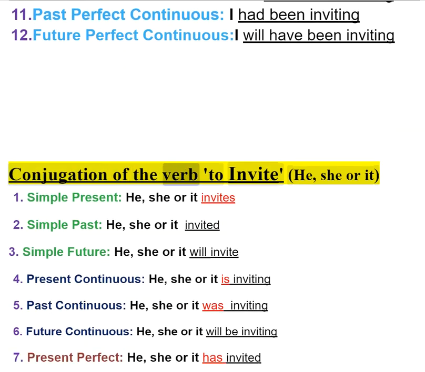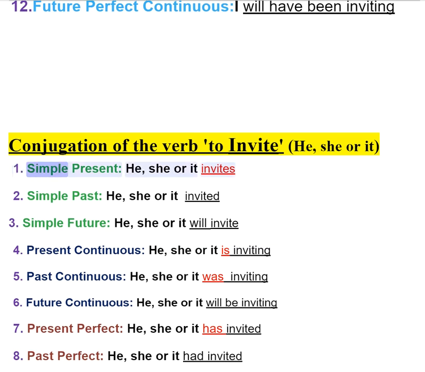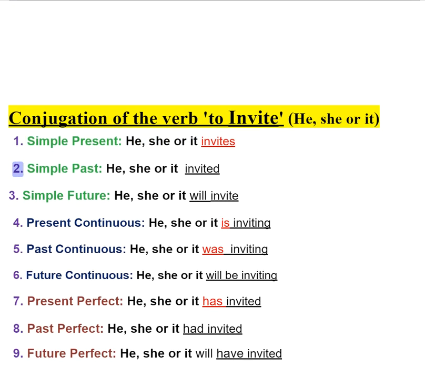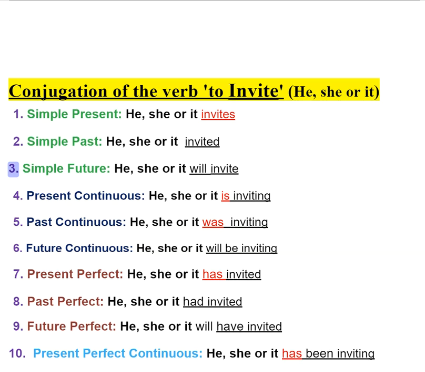Conjugation of the verb to invite, he, she or it. 1. Simple present, he, she or it invites. 2. Simple past, he, she or it invited. 3. Simple future, he, she or it will invite.